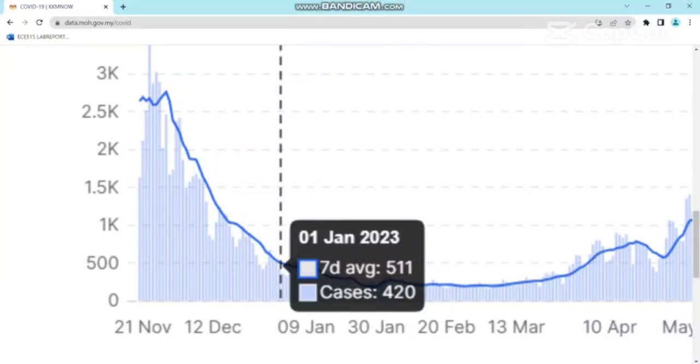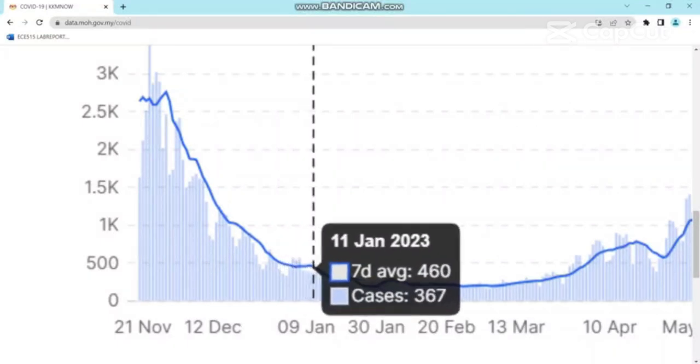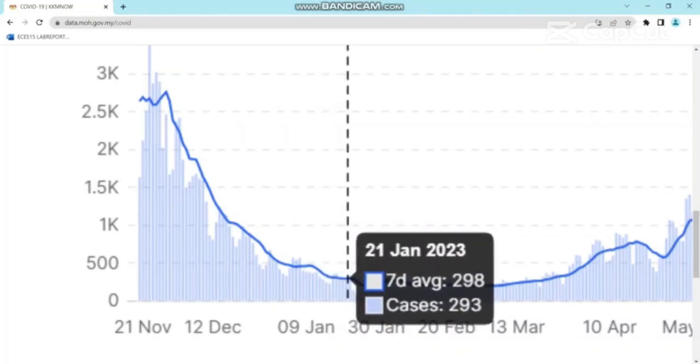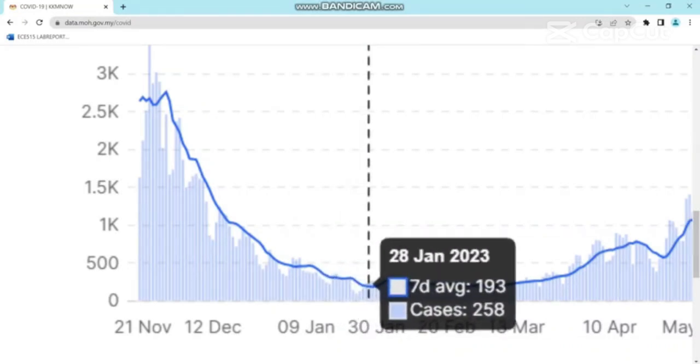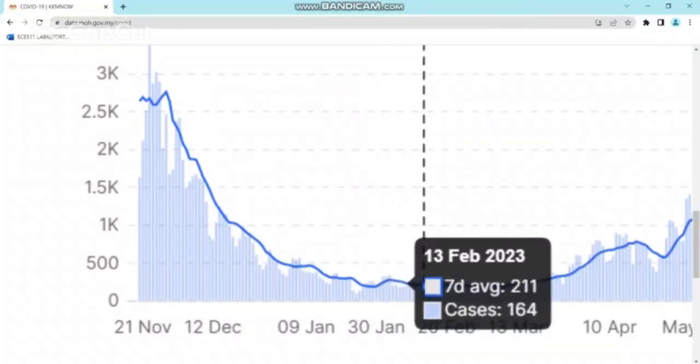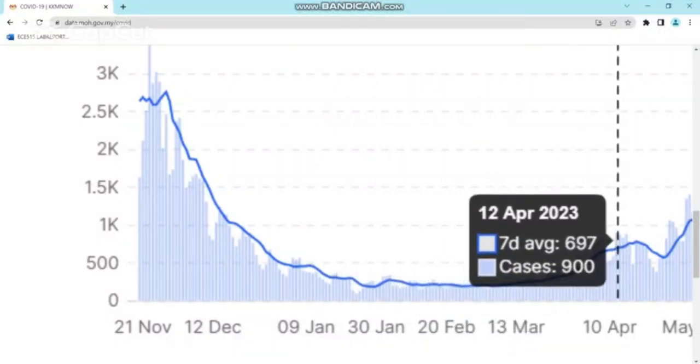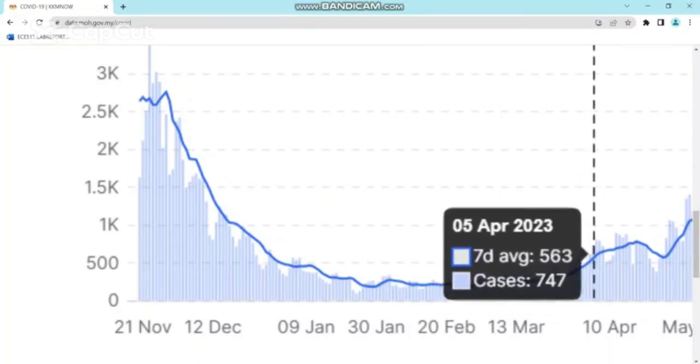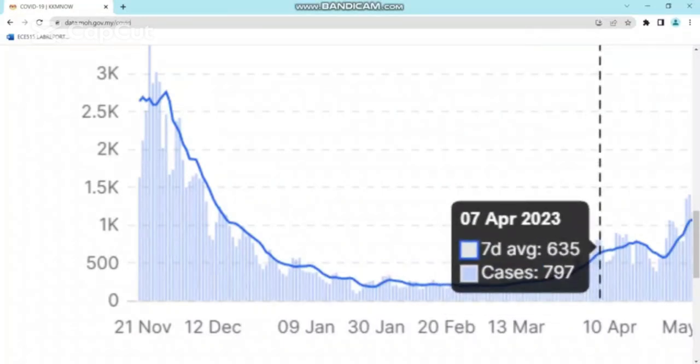In part B questions, they also want 28 January 2023 and 7 April 2023. So what's the data on 28 January and 7 April? Let's see 28 January. The cases on 28 January 2023 are 258. While on 7 April 2023, there are 797 cases.